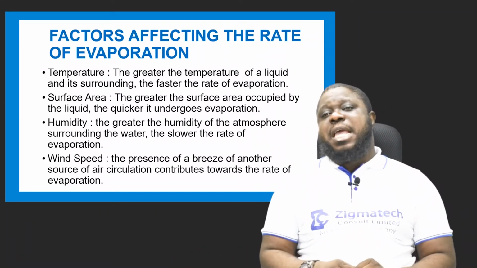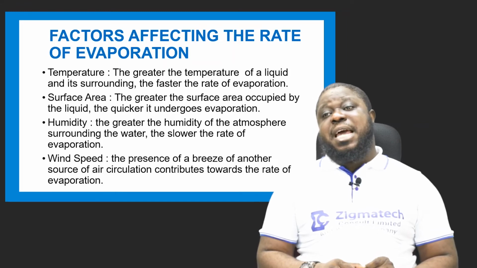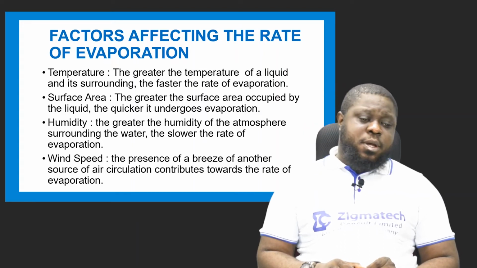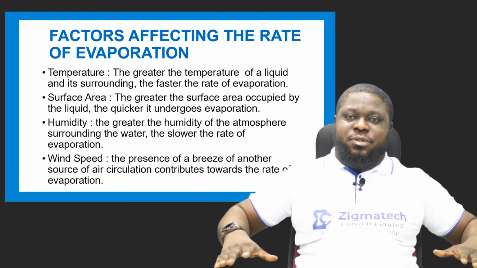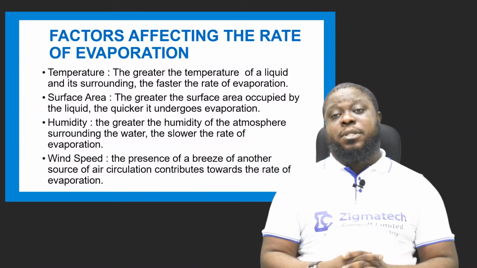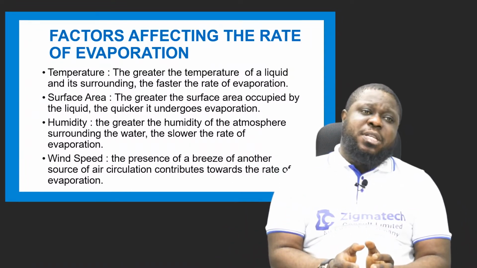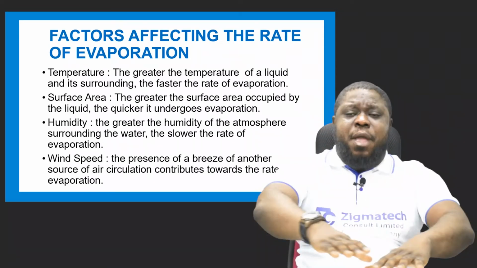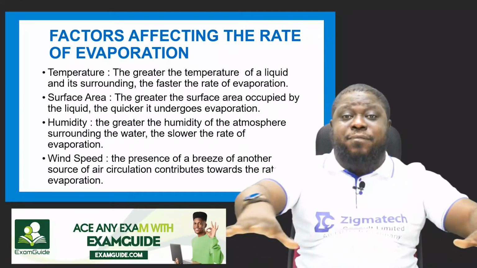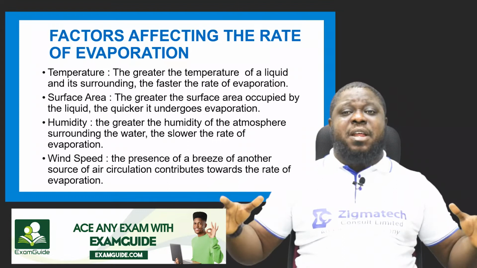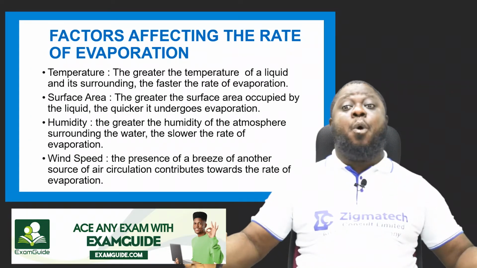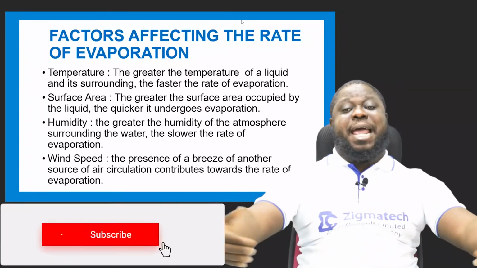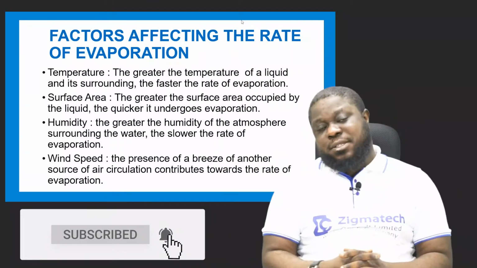Then the second one is surface area. The greater the surface area occupied by the liquid, the quicker it undergoes evaporation. Now, the wider the pot, let's say you want to boil water. Use a very small pot. You see that the evaporation will be coming out in a small straight line. It's not going to be wide. But if the pot is wide, every single part of that place will be affected by evaporation. In that sense, the evaporation will be coming out in a wide manner, and it's going to be quicker because it has room to spread and come out so fast.